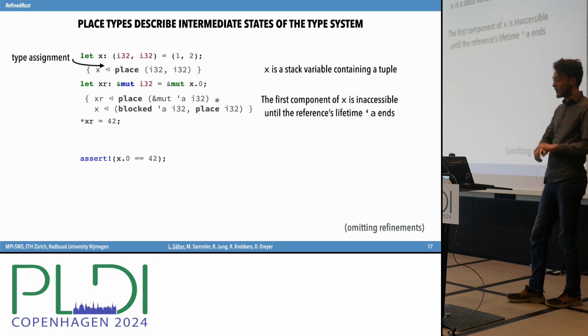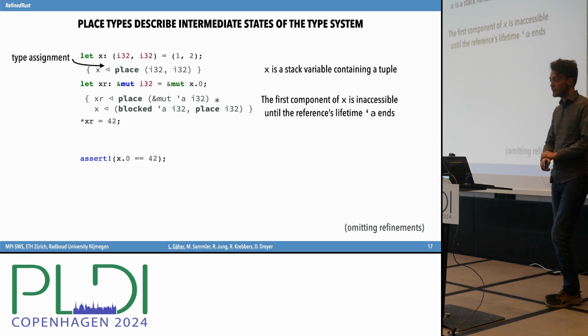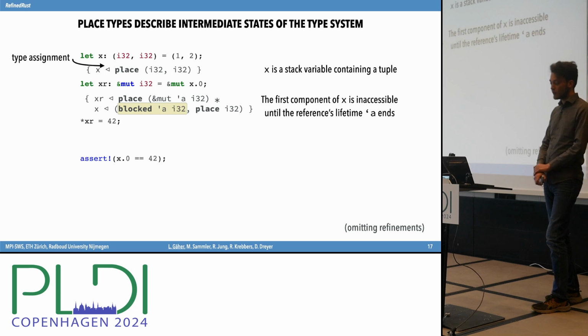First of all, we get a type assignment for the reference xr, of course, saying that it's a mutable reference. But more interestingly, the type assignment for x also changes by making the first component of the tuple blocked. And this is using one of our place types called blocked, which mentions here the lifetime a of the reference. And this means that we can't access the first component of the tuple until the lifetime a ends.